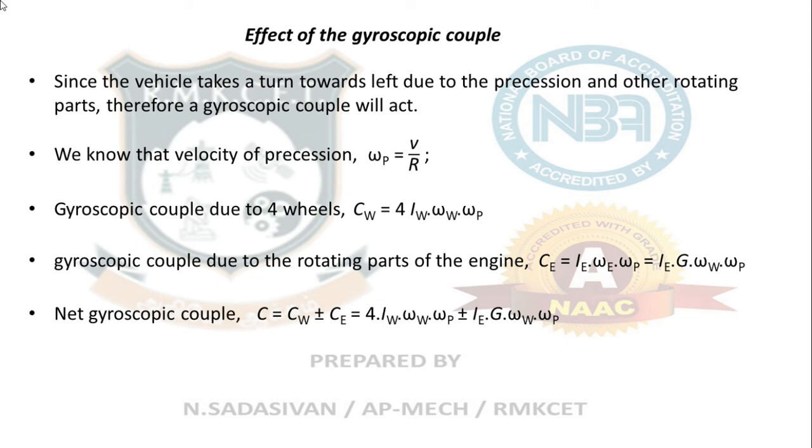or minus. Now how to decide when to put plus or minus? When your engine flywheel is rotating in the same direction as your wheel, you have to put plus. When you are going in the reverse direction, when the engine rotation direction is opposite to that of your wheel direction, it is going to give you minus. So don't worry how it will be opposite.